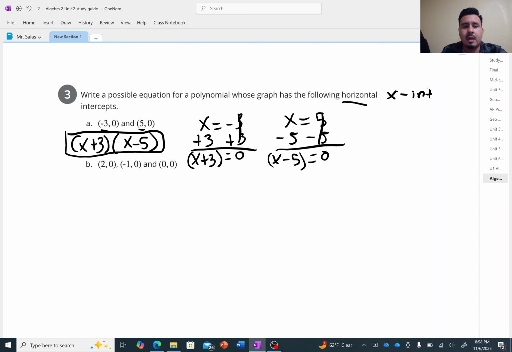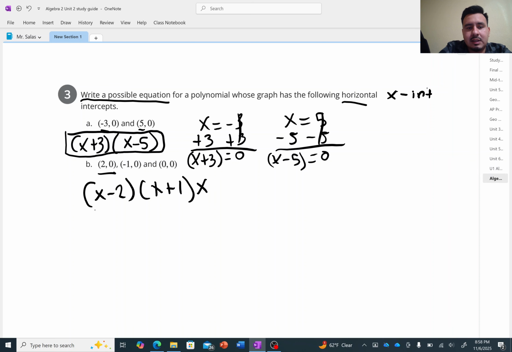Another way that you want to think about it is, if they ask you to write an equation, you might want to do the opposite. So for example, if I have a positive 2, I'm already going to think it's going to be x minus 2. It's the opposite. For that one, I see a negative 1, so I'm going to do a positive 1. So it's going to be x plus 1. And right there, I see a 0, so I'm going to say x is equal to 0. So it's just going to be an x.